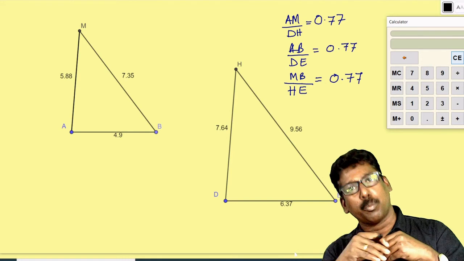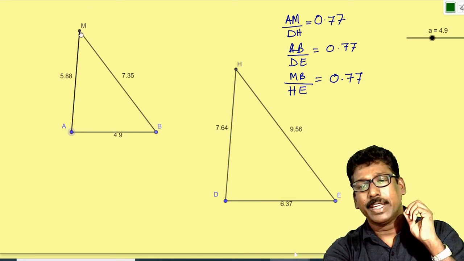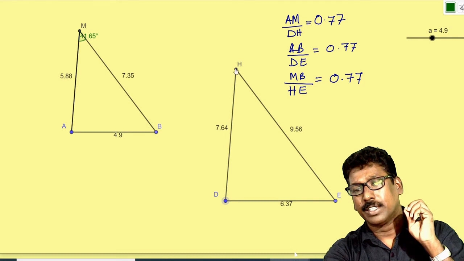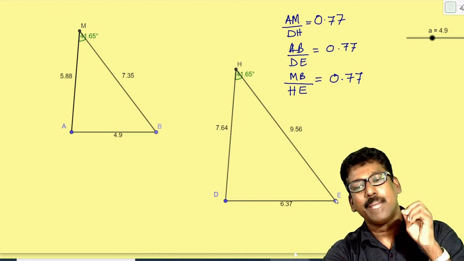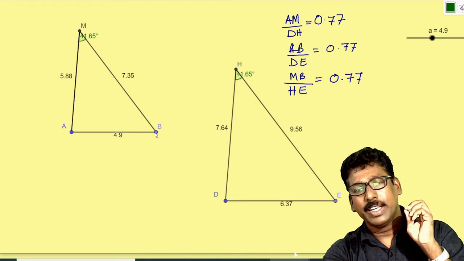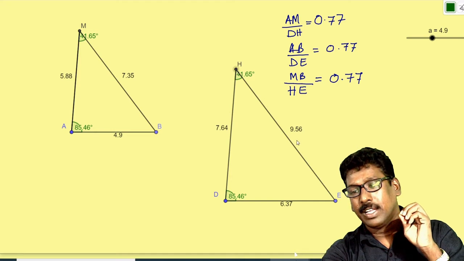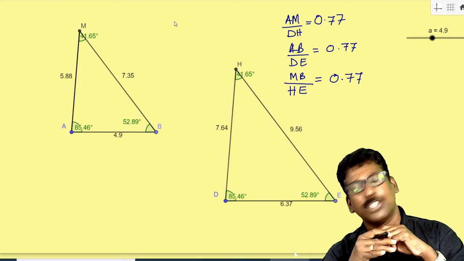If all the sides are proportional, what will happen to the angles? Now let me measure the angles. Here angle M you can write as 41.65, and angle S you can get as 41.63. That means angle M is equal to angle S. Similarly, angle A you will get as 85.46, and angle D you will get as 85.46. Similarly, angle B you will get as 52.89, and angle E you will get as 52.89.